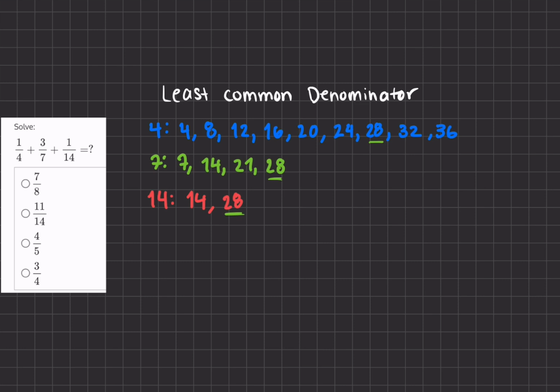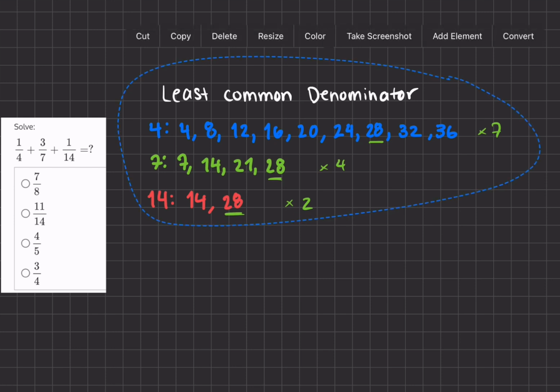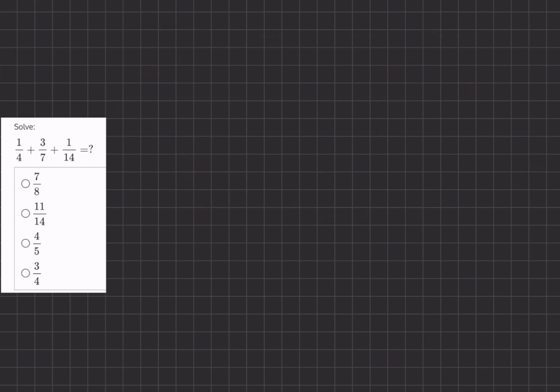Now, to get from 14 to 28, we multiplied by 7. To get from 7 to 28, we multiplied by 4. And to get from 14 to 28, we multiplied by 2. Okay, these numbers will be useful to us in just a moment. I will remove this so we'll have more room to work. All right, let's get started.